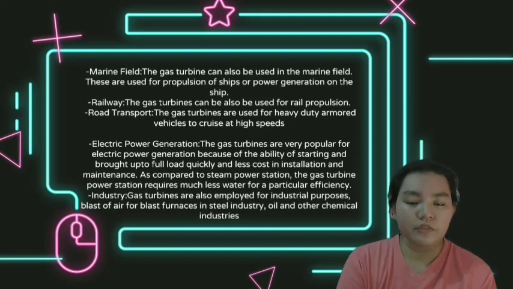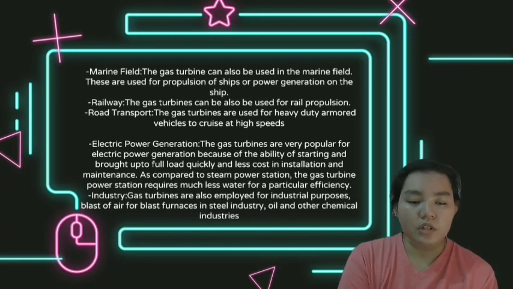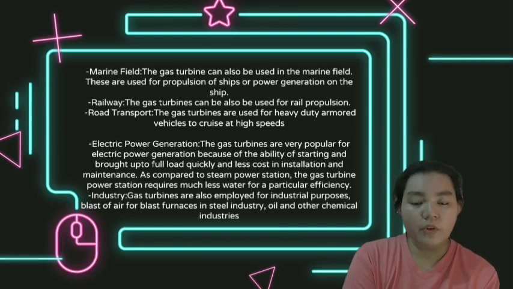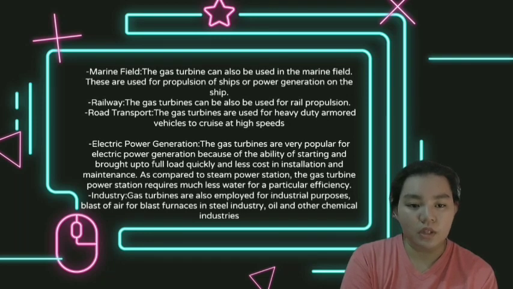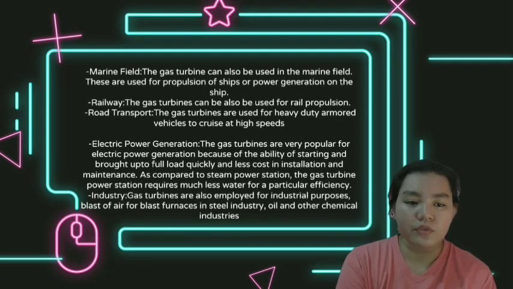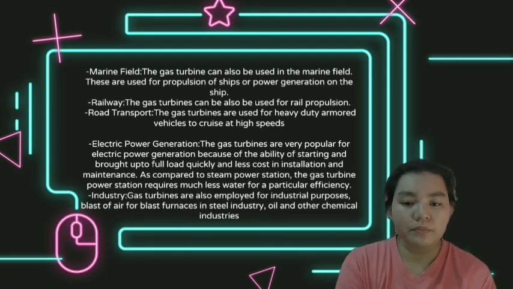Number 2 is the marine field. The gas turbine can also be used in the marine field. These are used for propulsion of ships or power generation on the ship. Number 4 is railway. The gas turbine can also be used for rail propulsion. And number 5 is road transport. Gas turbines are used for heavy-duty armored vehicles to cruise at high speed.